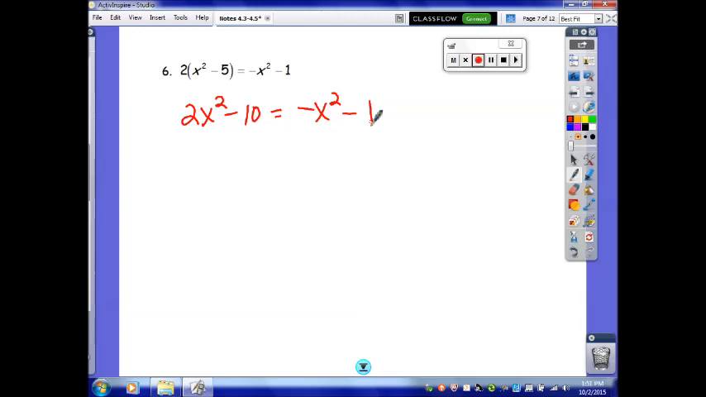I want to isolate the x squared terms, so I'm going to add x squared. So I'm going to get 3x squared minus 10 equals negative 1. I'm going to add 10. So 3x squared is equal to 9.